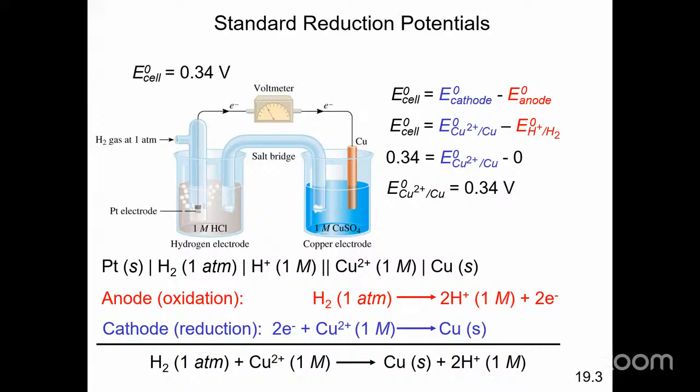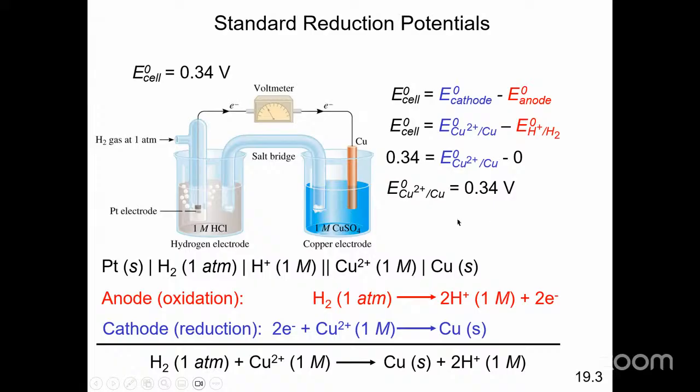So what that is telling you is that the EMF potential of the copper electrode is 0.34 volts higher than that of the hydrogen electrode. And as a result, the electron will be flowing from the hydrogen electrode to the copper 2 plus copper electrode, all right? So that's how you get the standard EMF reduction potential for the copper 2 plus in this case.